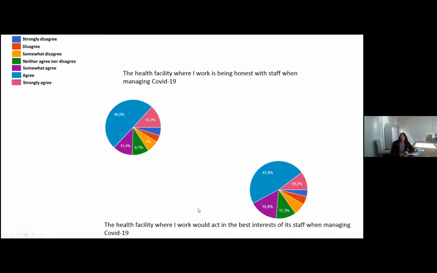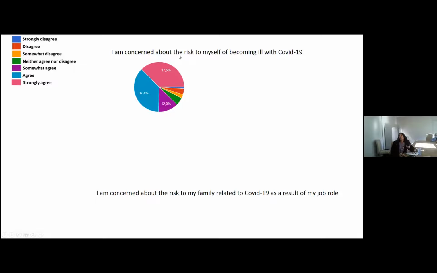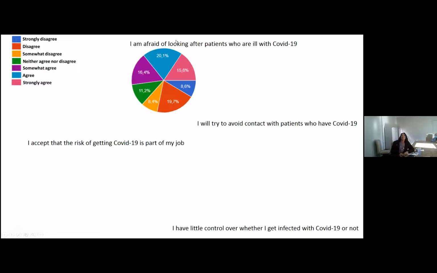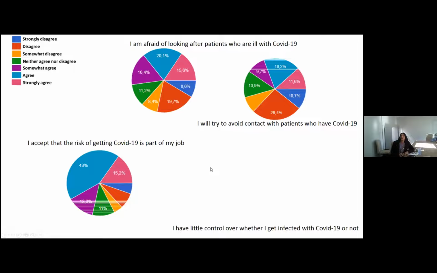And if the healthcare facility where I work would act in the best interest of its staff, the majority said yes. And whether the healthcare worker is concerned about the risk to himself or herself of becoming ill, the majority, and this is the vast majority, said yes. And also the concerns for their family is even larger. The vast majority answered yes. When asked if they're afraid of providing care to patients with COVID, half, I think this is half, of the healthcare workers answered yes.